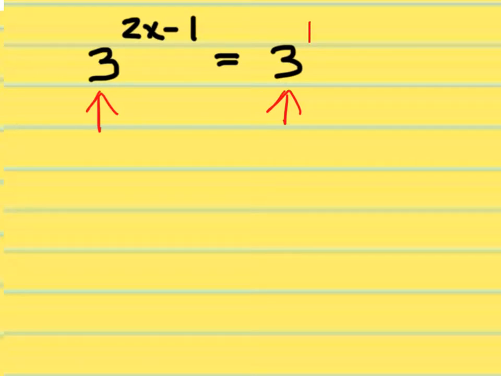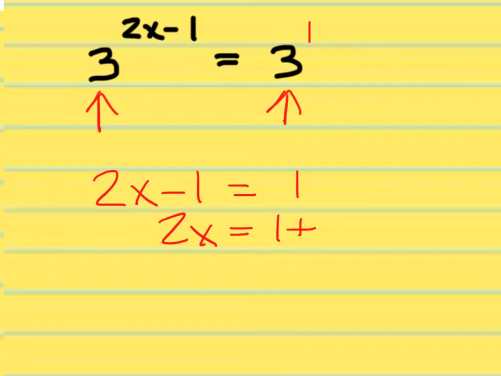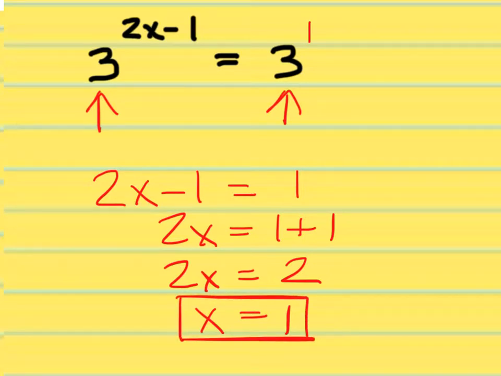1. 3 to the first power is just 3. Your bases are the same, so you can set 2x minus 1 equal to 1. Move the minus 1 over, make it plus, simplify, and then divide. X is 1.